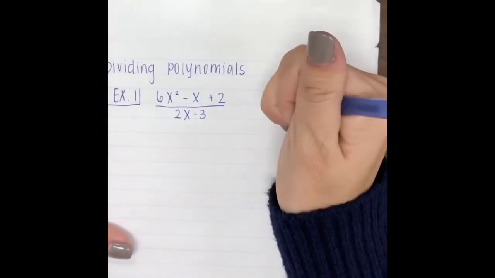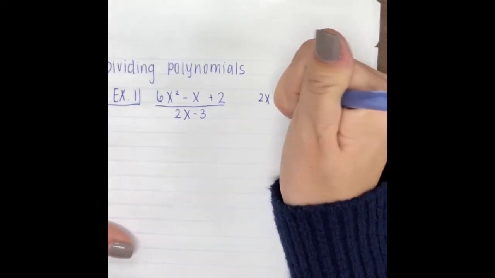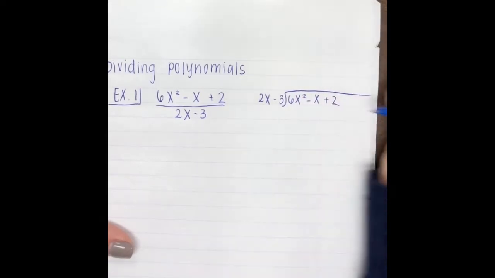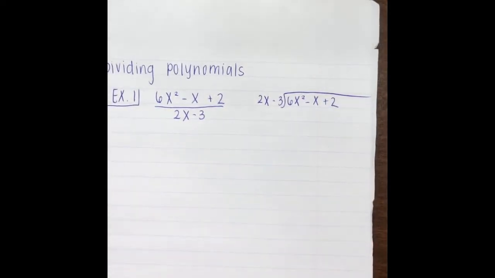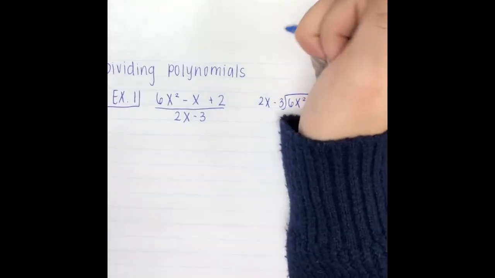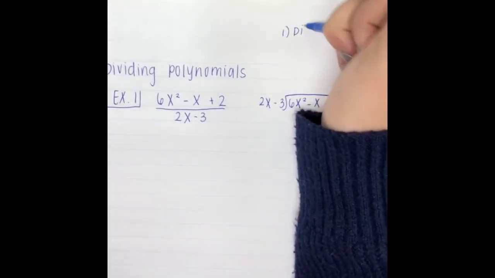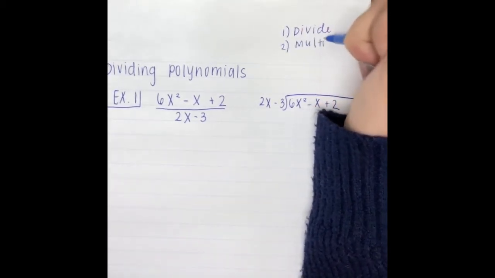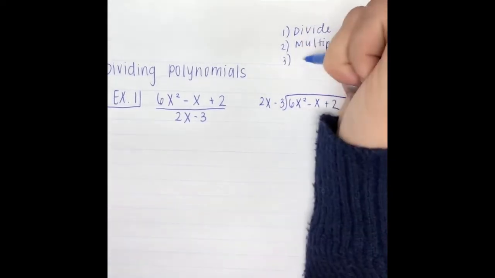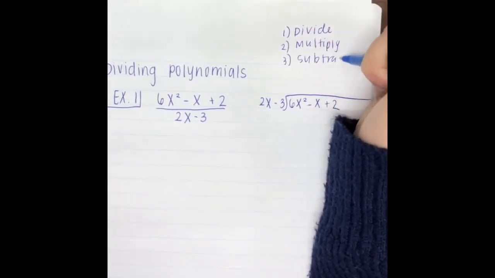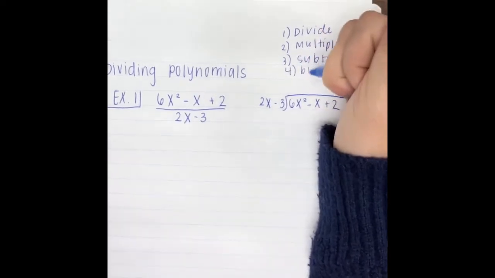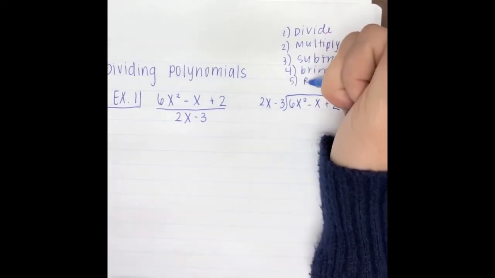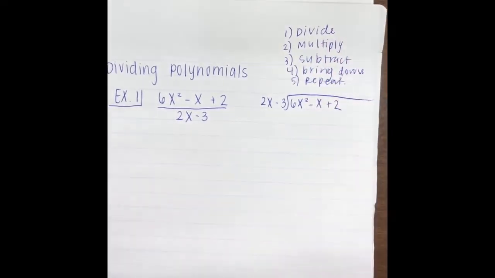I'll just go to this side. So we'll do 2x minus 3 divided into 6x squared minus x plus 2. Okay, so if you'll remember, we had steps for this as well, okay? Step 1, we were dividing the leaders. Step 2 was then to multiply. Step 3 was to subtract. Step 4, you bring down the next term. And then step 5, you repeat until you can't.